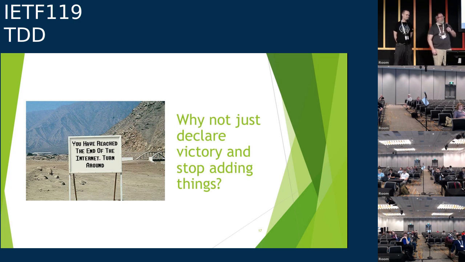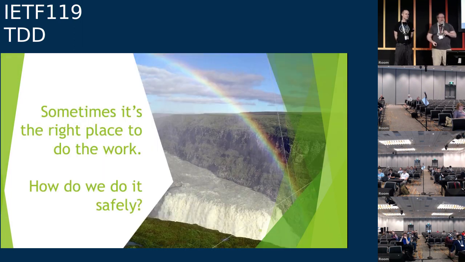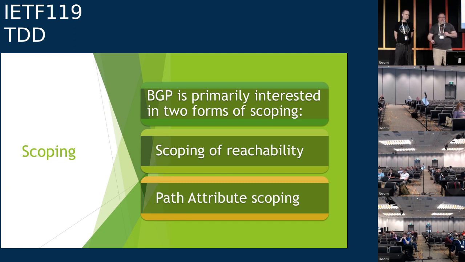So the question is, if this is so important and we've actually gotten the useful things done, why don't we just stop and declare victory? Well, sometimes it's just the right place to do the work. One of the challenges we've seen at IETF is we do have popularity. These are because we have use cases that need solutions. People have problems they need to solve, and sometimes we have the right place to do it. And the question is, how do we actually do it on the safe side of things? And the big thing we have to worry about is scoping. BGP is primarily, as a protocol, interested in two flavors of scoping: where the reachability itself can go, and for the stuff that's inside of this giant stack of TLVs called path attributes, how are those scoped?